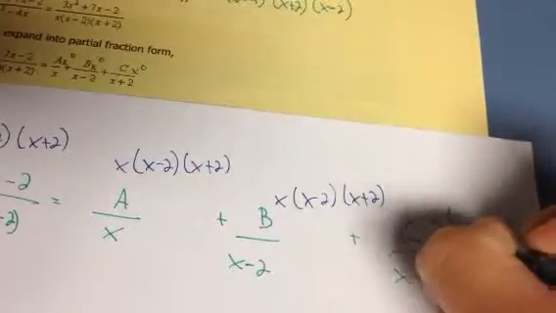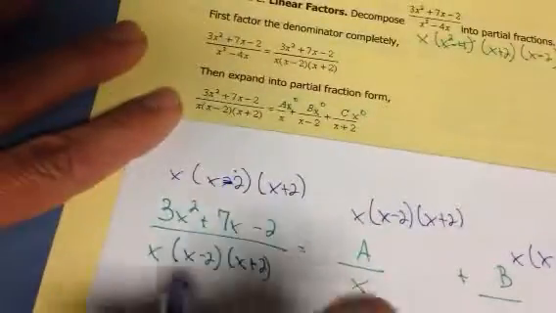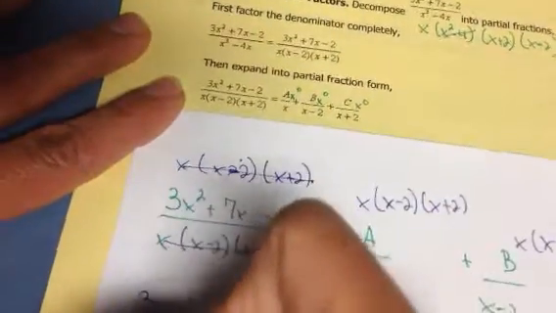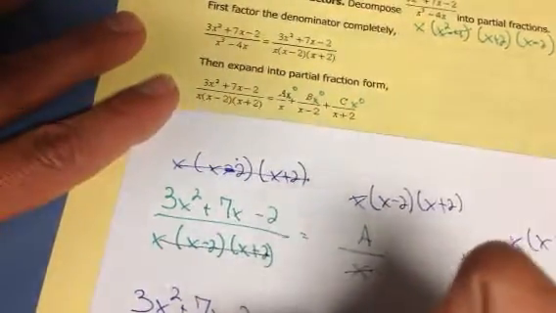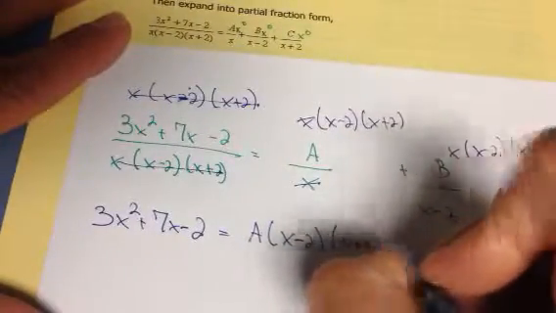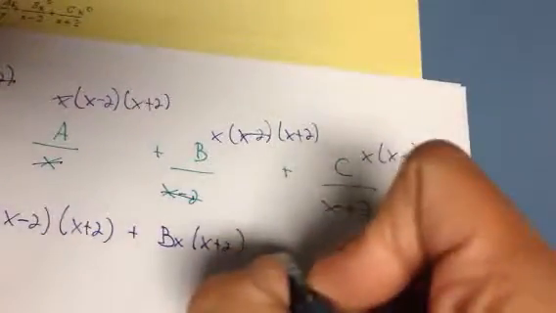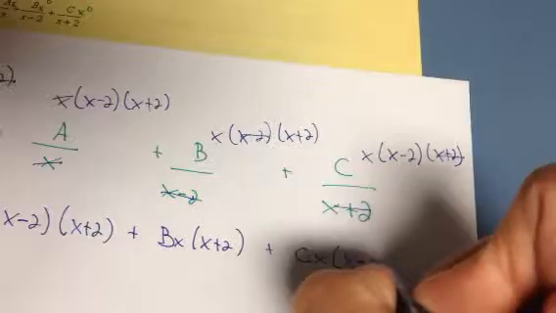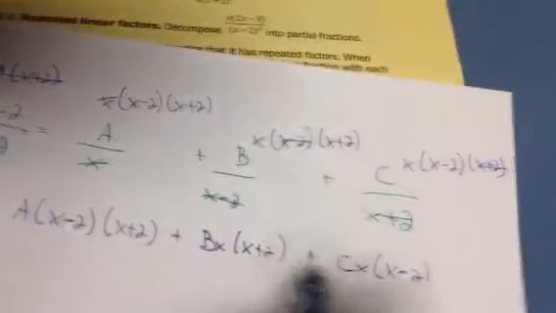And she takes this one. And just like before, you start to see those denominators cancel out. So all of this is gone and all of this, and you've got 3x squared plus 7x minus 2. This x takes out that, so you're left with A and x minus 2 and x plus 2. This takes out this, so you're left with B, x, and x plus 2. And then this takes out this, and you're left with C, x, and x minus 2. So basically, what I just wrote here is what she has here now.